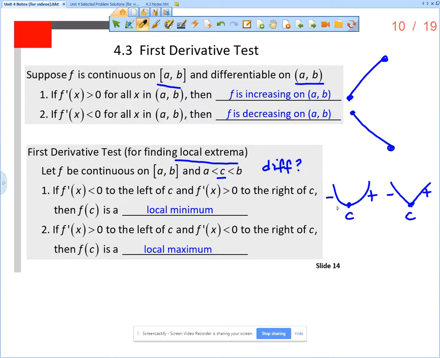Why must it be continuous? Well, what if I had a graph that looked like this, but there was an open circle here? Well, we can't say that f of c is a minimum because there is no value at f of c, right? So that's one place that we can look at it, all right?